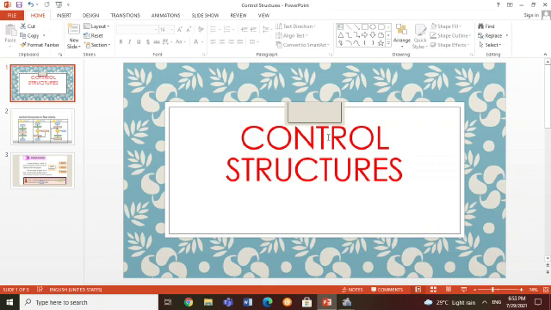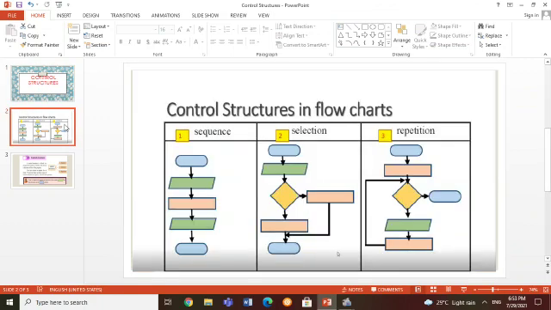So, in control structures, what you are learning is, we are going to three structures, that is called control structures. There are three parts: sequence, selection, and repetition. So, I'm explaining one by one.